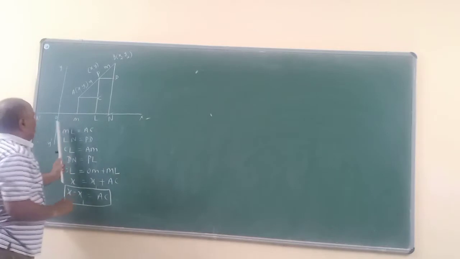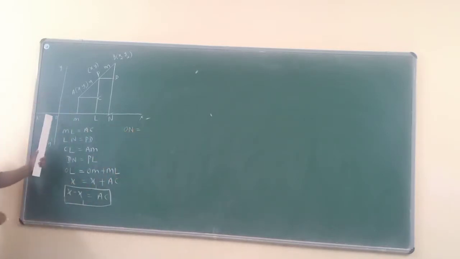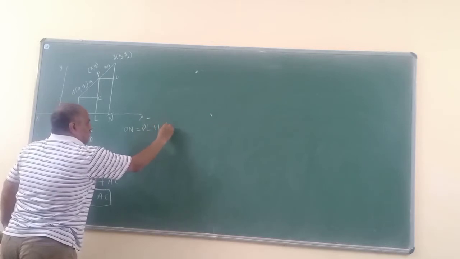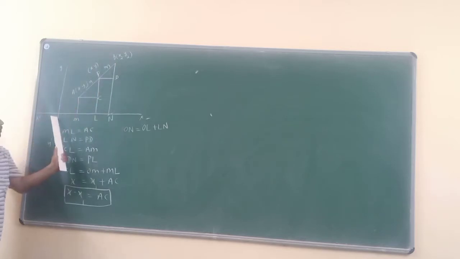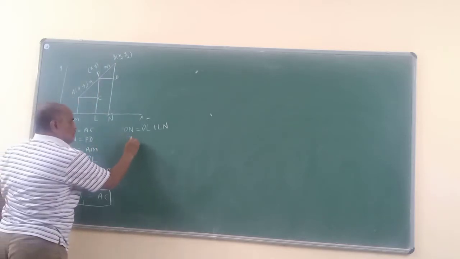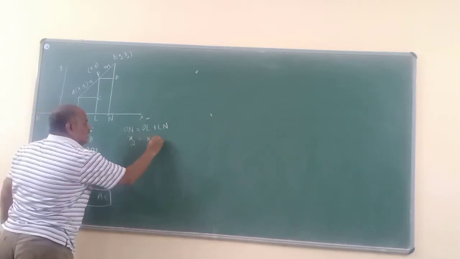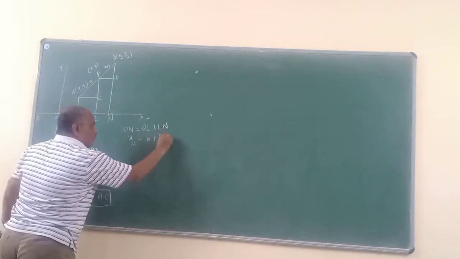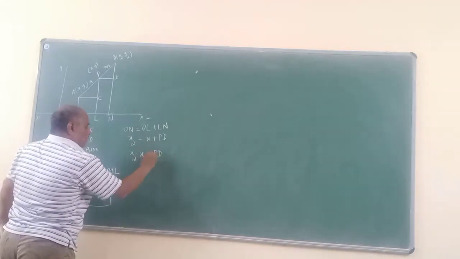You want the length of ON. We add OL and LN. So ON is OL plus LN. ON is x2, OL is x, and LN is nothing but PD. So x2 minus x is equal to PD.